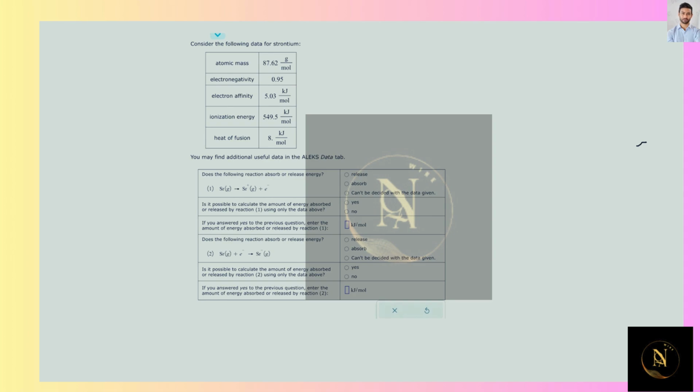Hi, so over here we have the following data for strontium. We are given the electronegativity, electron affinity, ionization energy, and heat of fusion, and we're asked some questions about it.